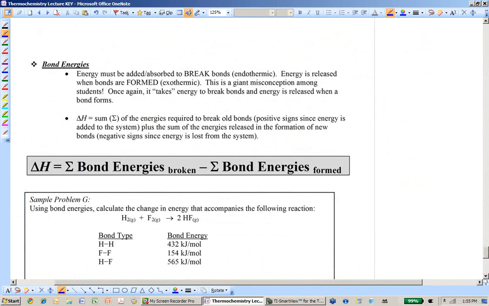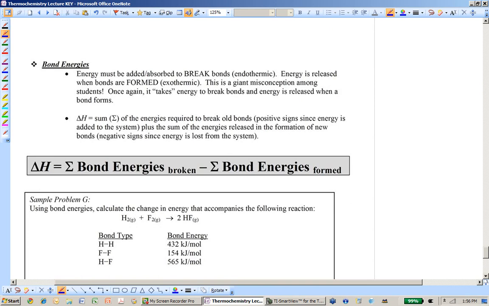Amazingly, across this country, science books plant these misconceptions. It takes energy to break bonds. Energy is released when bonds are formed. A lot of early science books talk about energy stored in bonds, which leads to this fuzziness. So it's very, very simple.